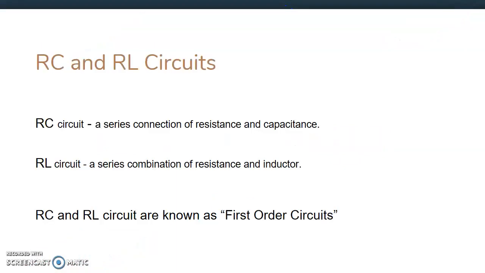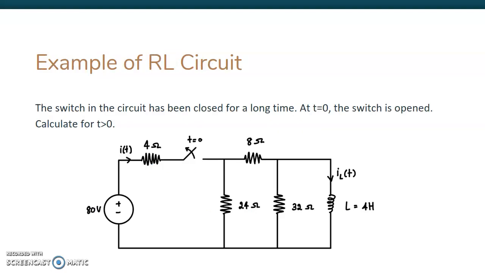As we have seen so far for first order circuits, we have two kinds. The first one is RC, where you can expect to find a capacitor, and then RL, where you can expect to find an inductor. So let's move to our example. As we can see here, we have an inductor, so that suggests that we have an RL circuit.